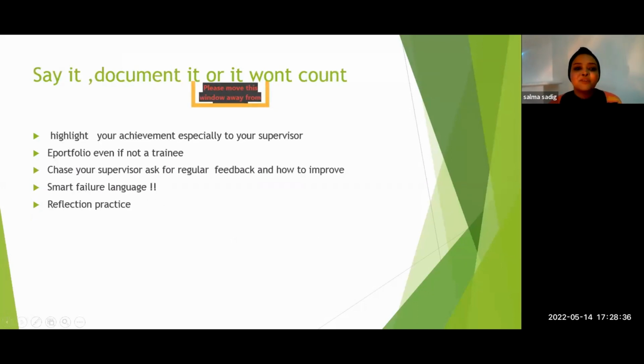Okay, say it, document it, or it won't count. How would they know? If you don't say it, if you don't document it, how will people know? Highlight your achievements, speak out, especially to your supervisor. For example, if you did your first clear champagne tap LP, or a new very difficult cannulation.